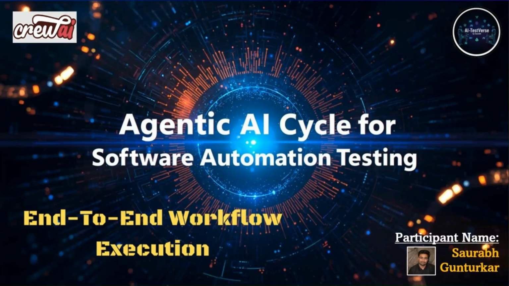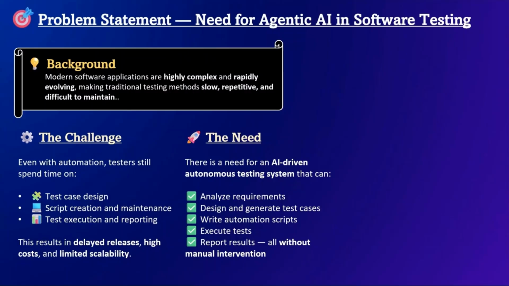Alright, so that was the quick demo of my agentic AI cycle in action. Now let's go a bit deeper and understand how this entire system works, starting from the problem statement. In today's world, modern software applications are becoming more complex and change very frequently. This makes traditional testing methods slow, repetitive, and hard to maintain.